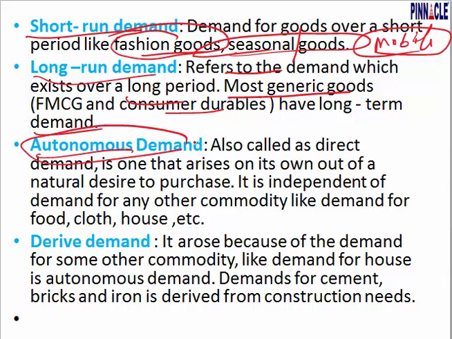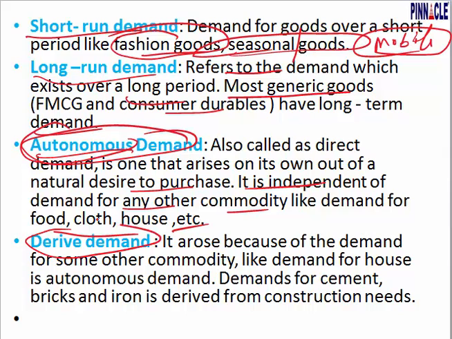Autonomous demand. What is autonomous demand? Also called direct demand, it is one that arises on its own out of a natural desire to purchase. It is independent of the demand for any other commodity, like demand for food, cloth, house. So autonomous demand means this demand is independent of others. It is directly generated. For example, if you need a pen, you need a pen. If you need clothes, you need clothes. It does not depend on other items.